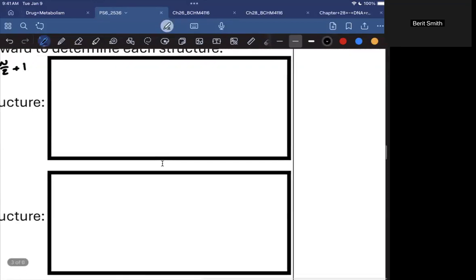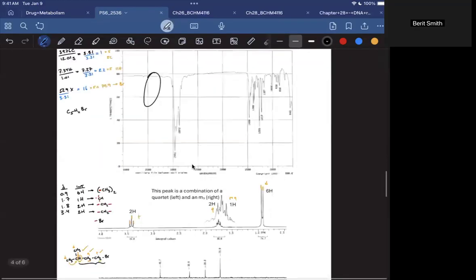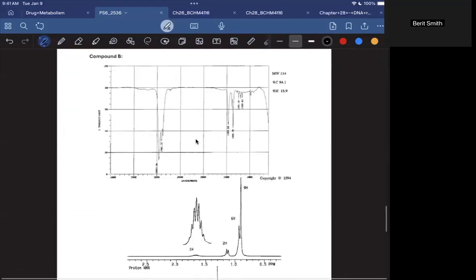And then we've got the structure. And then that methyl right there. All right. Next problem.